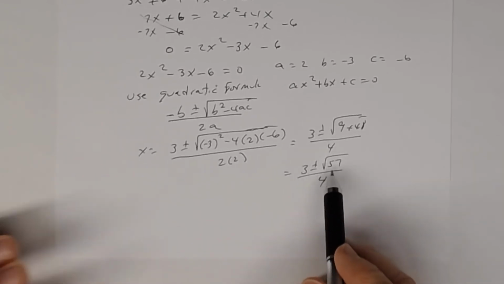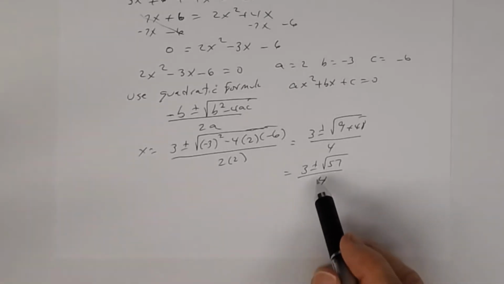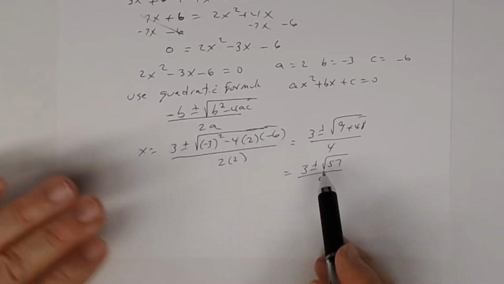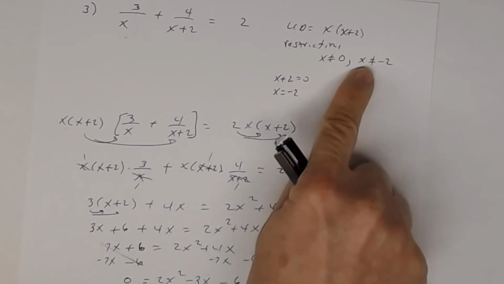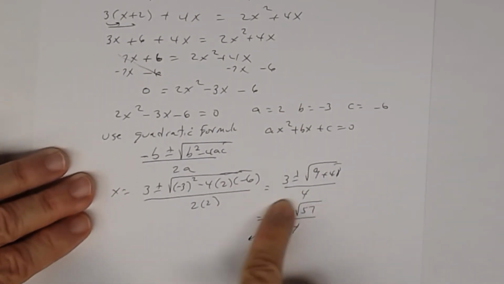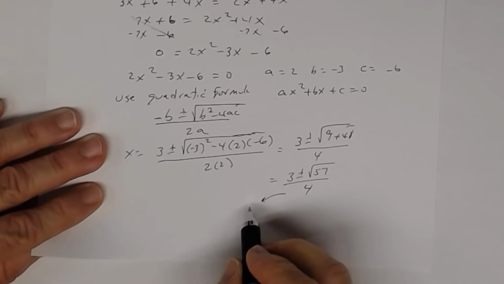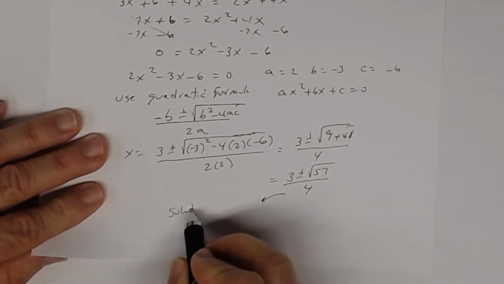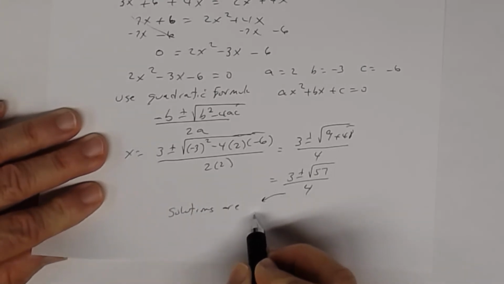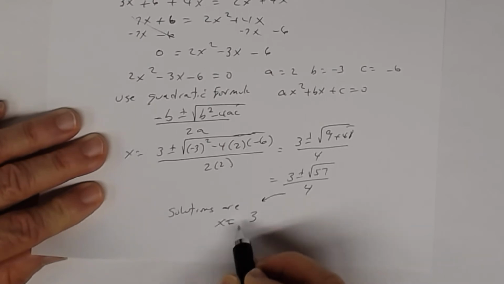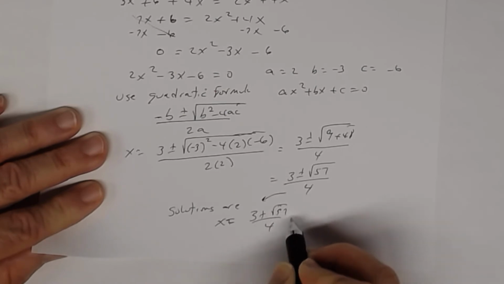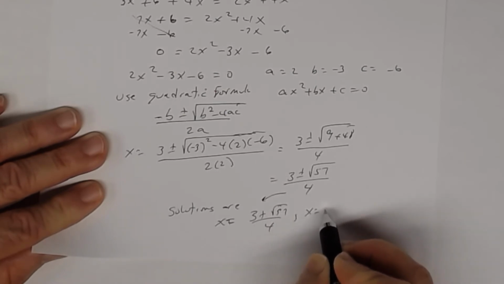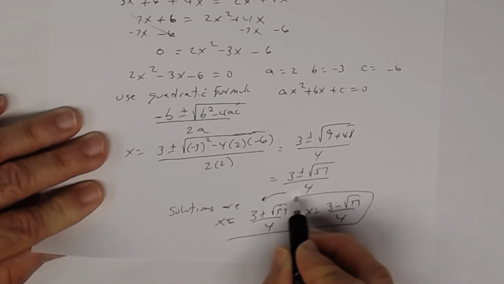And the square root of 57 we cannot simplify, so there's the answer. So notice there are two solutions, right? So remember that, two solutions. And by the way, the restrictions are 0 and negative 2. This is not 0, and this is not negative 2 either. So the solutions are x equal 3 plus the square root of 57 over 4, x equal 3 minus the square root of 57 over 4. So those are your two solutions.